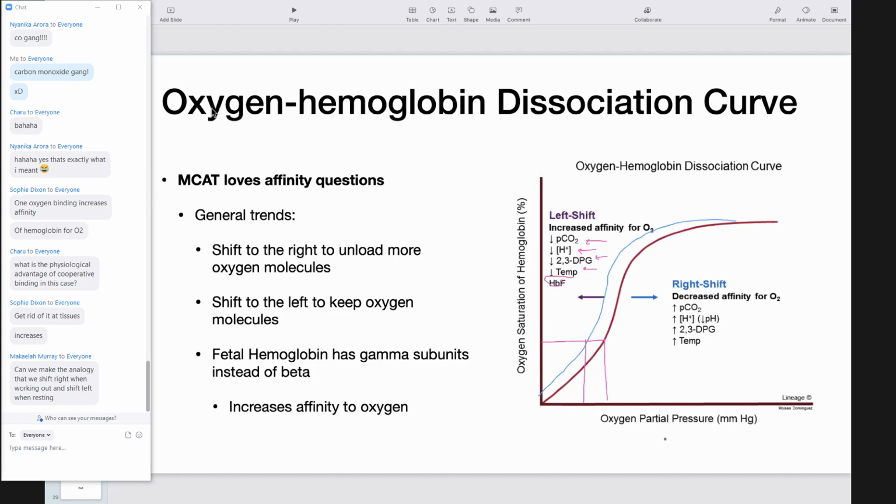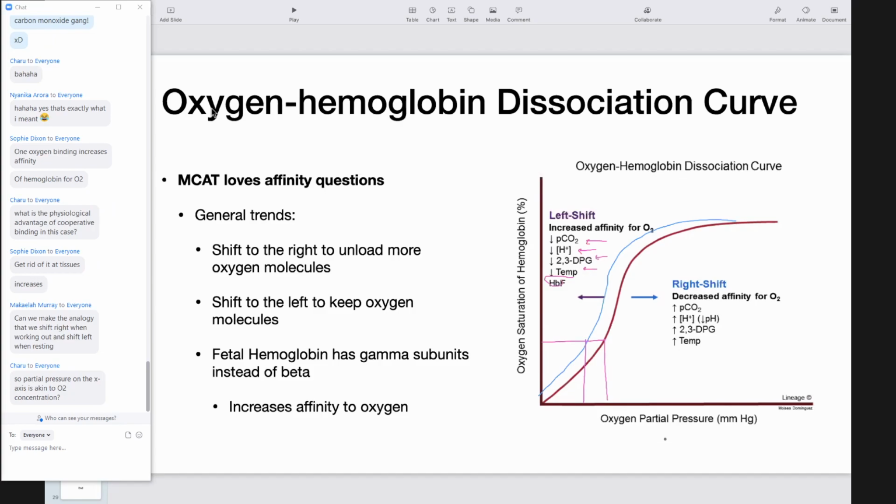And then, can we make the analogy that we shift right when working out and shift left when resting? Absolutely. That is what causes that shift. If you're shifting right when you're working out, that's because we need to deliver oxygen to the tissues. And when we shift left, we don't need to deliver oxygen to the tissues because we're not undergoing too many metabolic processes.